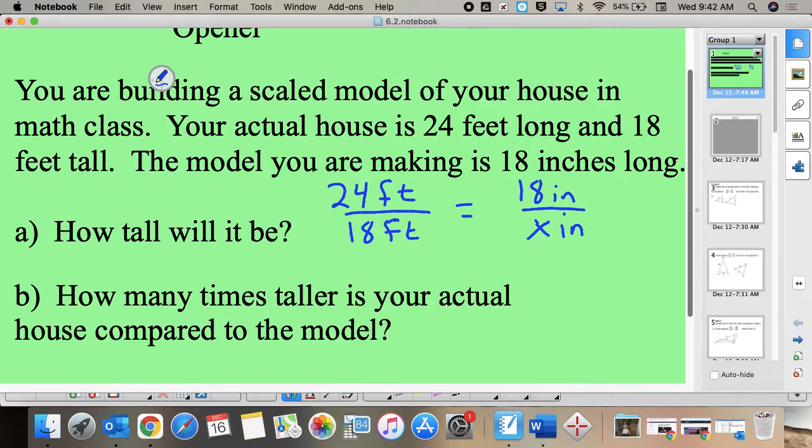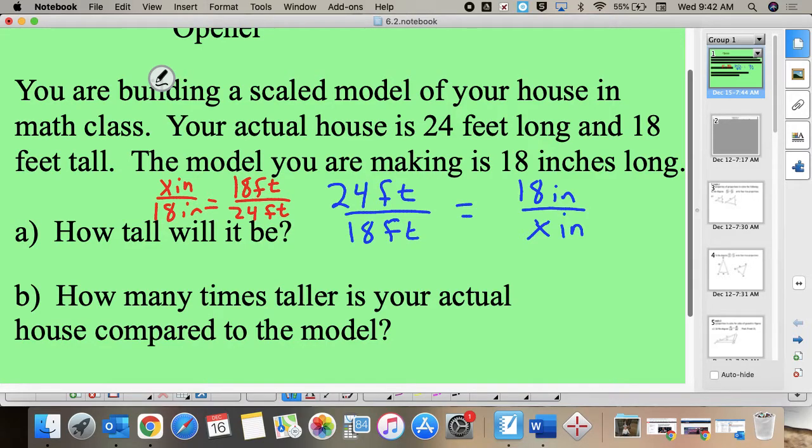Somebody else may have put a different proportion together. You could do 18 feet over 24 feet instead. Maybe you want to do the height over the length. That's fine as long as you do the height over the length again. Somebody else may do length to length and height to height. That's fine. If you do it that way, your proportion is going to be a little different also.